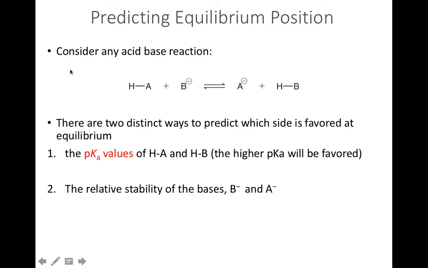If I want to consider a particular acid-base reaction, there are two ways I could use to predict whether the reactants or products are favored. I can use pKa values: if the acid on the reactants is stronger than the acid on the products, that forces the equilibrium to the right. Another way is by comparing the relative stability of the bases, the same way we did in the previous video. The more stable the base is, the more favored that side is at equilibrium. So if B minus is more stable, then reactants are favored. If A minus is more stable, then products are favored.